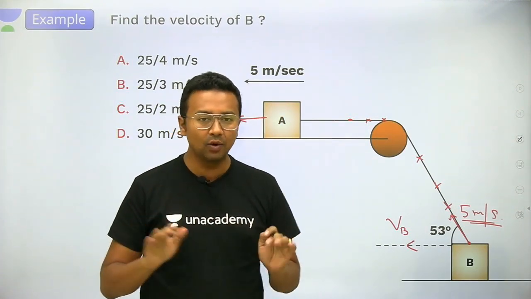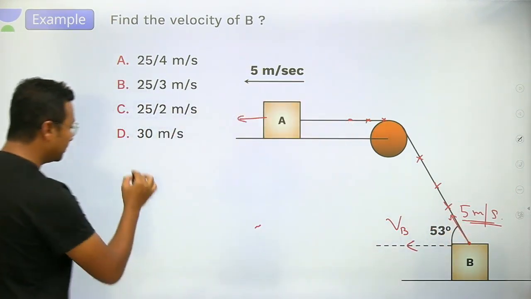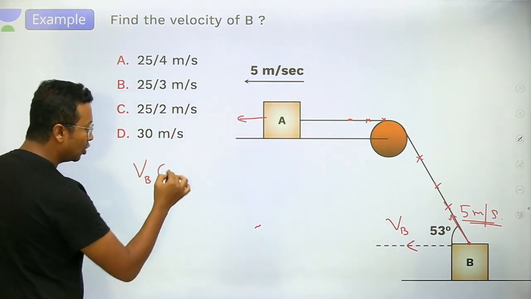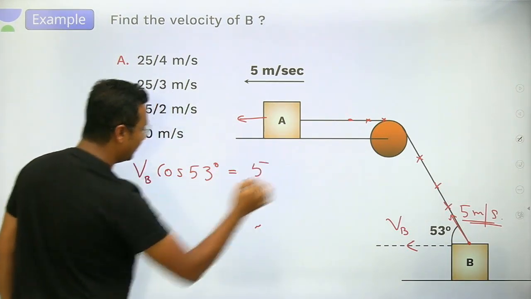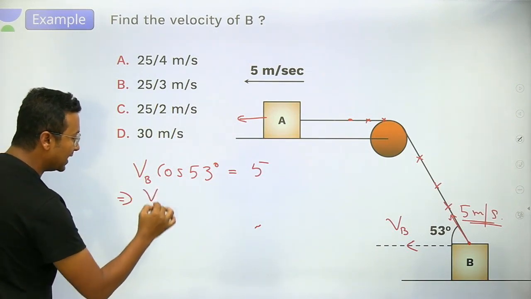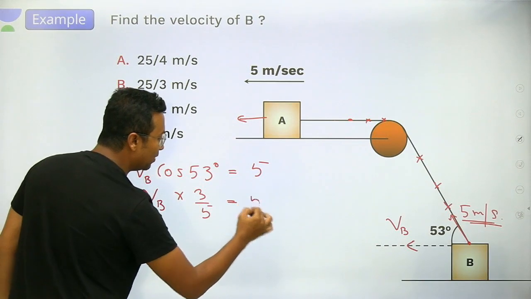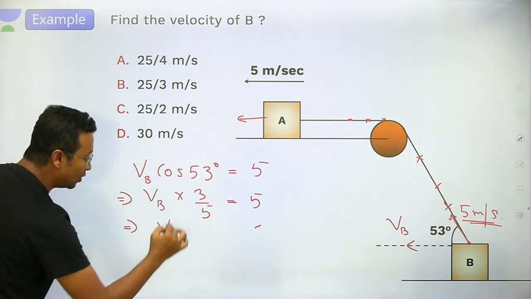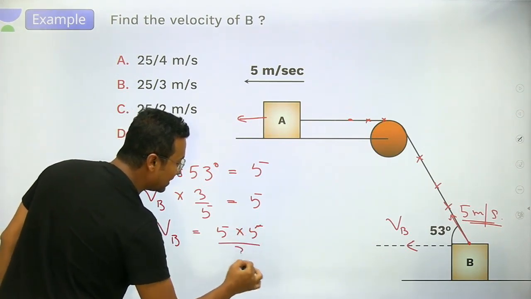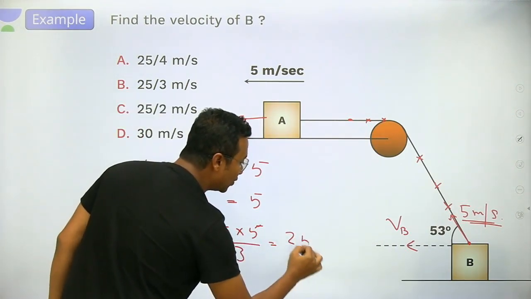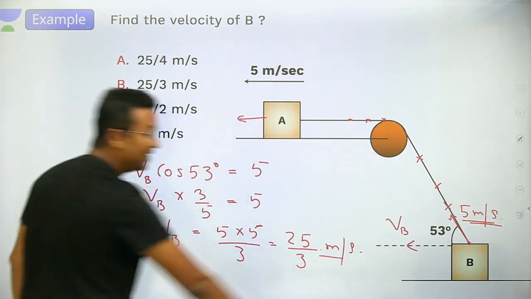Very simple idea. So here VB cos 53 degrees should be equal to 5. Now what is your cos 53? It is 3 divided by 5, should be equal to 5, which implies your VB should be 5 into 5 divided by 3, that will be equal to 25 divided by 3 meters per second.